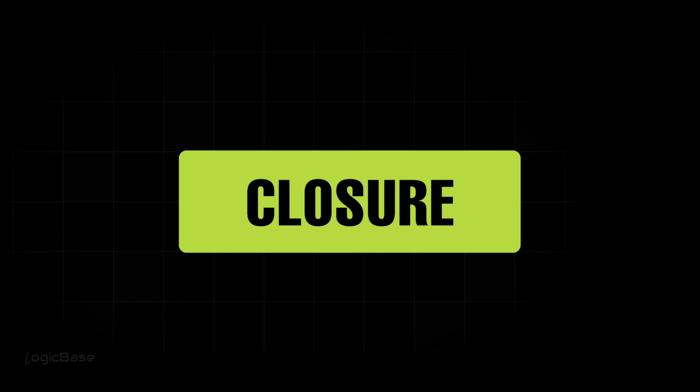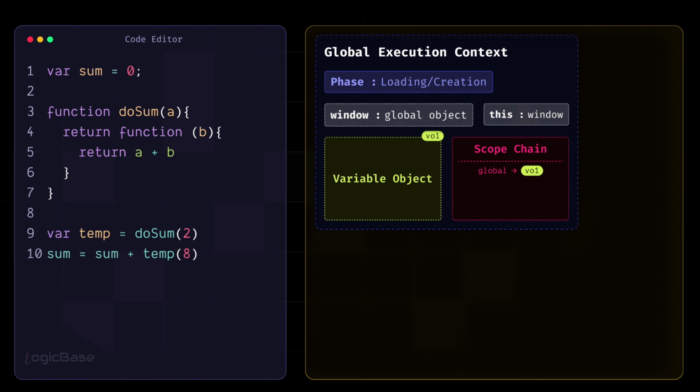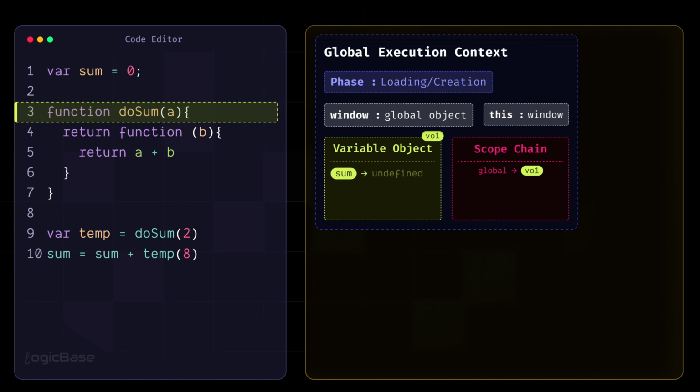Just like we visualized execution context earlier, we will now see how a closure is created and how it works step by step. First, the program creates the global execution context. We are now in the creation phase. During this phase, the program scans through the code and finds a variable named sum and a function named doSum. So, memory is allocated for sum and its initial value is set to undefined. The entire function definition of doSum is stored in memory as a reference.